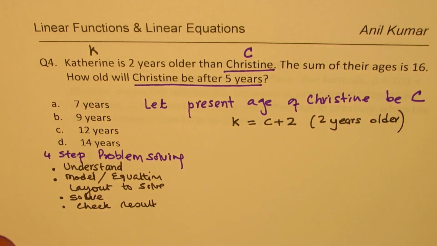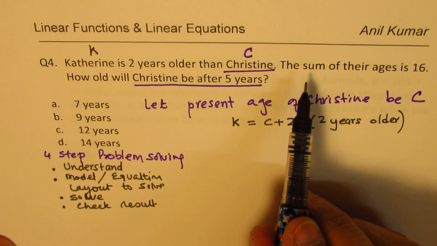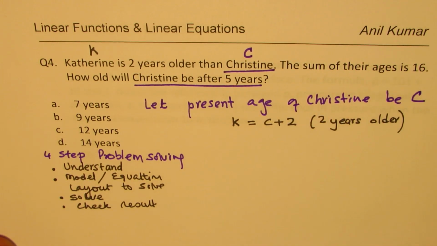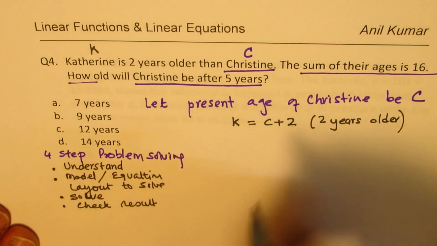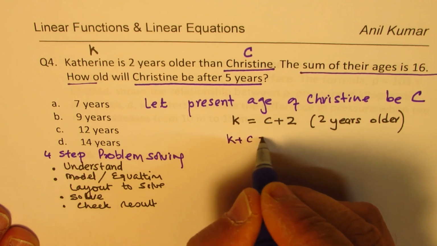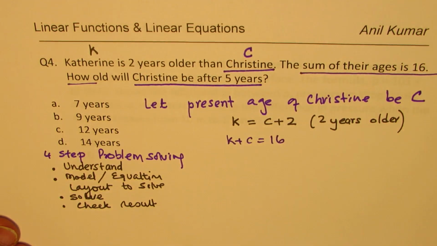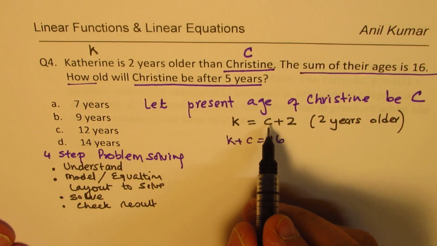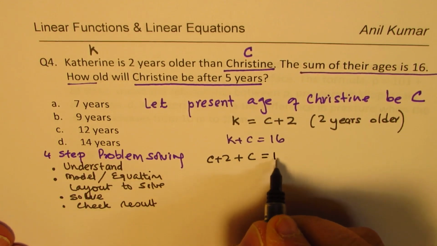So we are seeing how we form an equation, right? So that is 2 years older. Sum of their ages is 16, right? So once you say sum of their ages is 16, it means K plus C is 16, right? So we are saying sum of their ages is 16. That means K plus C is equal to 16. But we know what K is in terms of C, right? So we'll substitute that, C plus 2 as K. So we get C plus 2 plus C is actually 16, right?